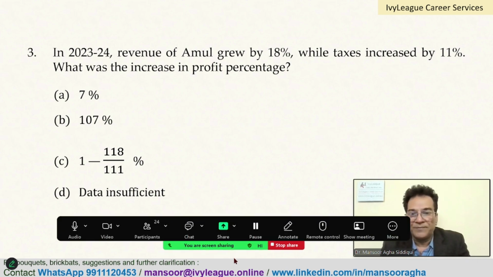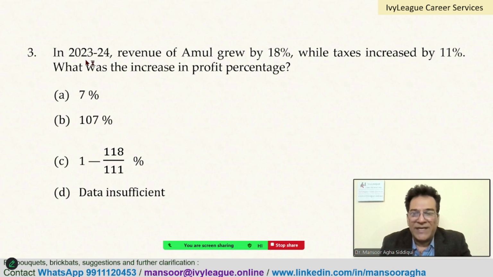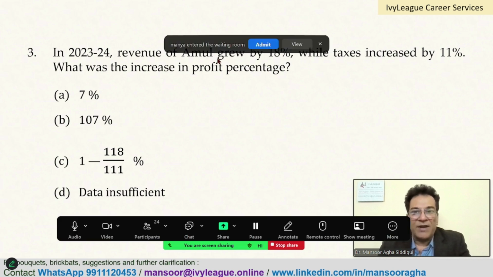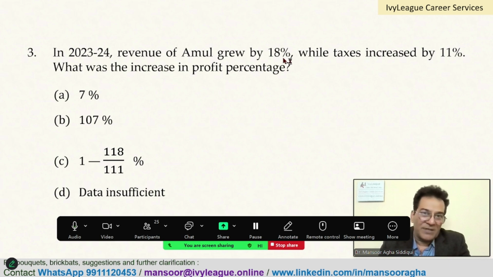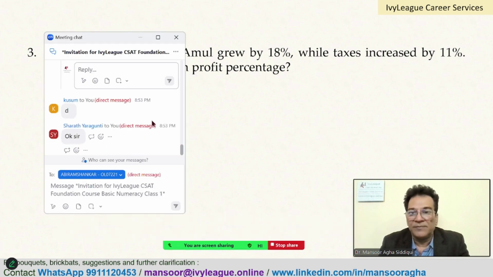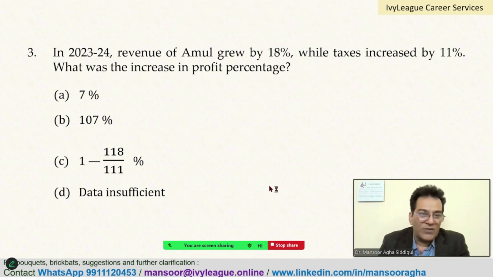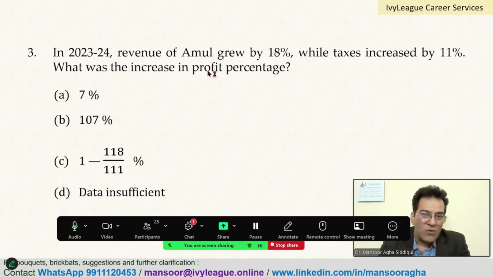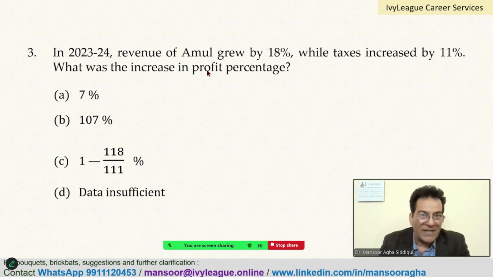Ready? In this question, it says in 2023-24, revenue of Amul grew by 18%, while taxes increased by 11%. What was the increase in profit percentage? In this question, you also have to understand and have some background knowledge. Background knowledge which is required is that revenue means the total amount of money a company earns. And profit means all revenue minus all expenses minus all taxes.